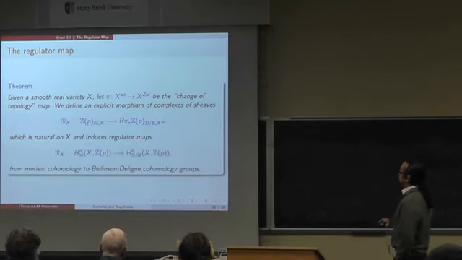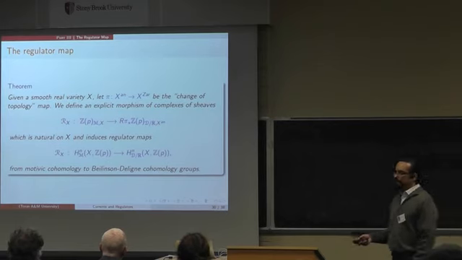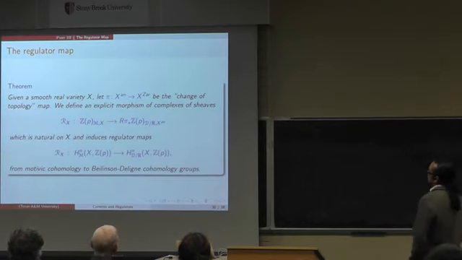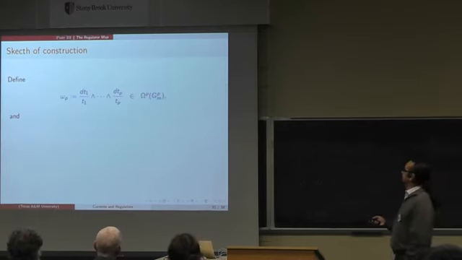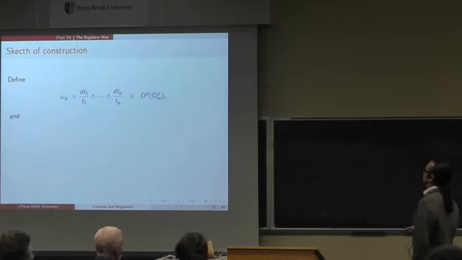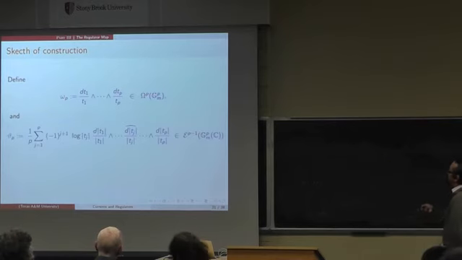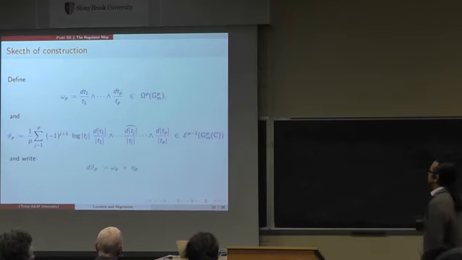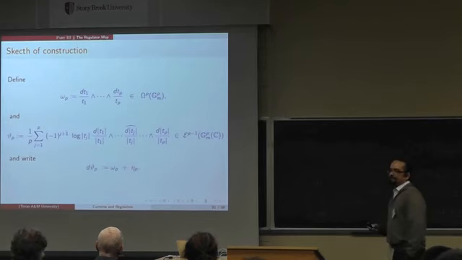And that would induce this regulator map from motivic to being something in the homology group. So, let me do a sketch of the construction, because it started with this differential form that appeared before. We define this P minus 1 form here. And then when you differentiate it, you can write it as a sum of this plus something else.